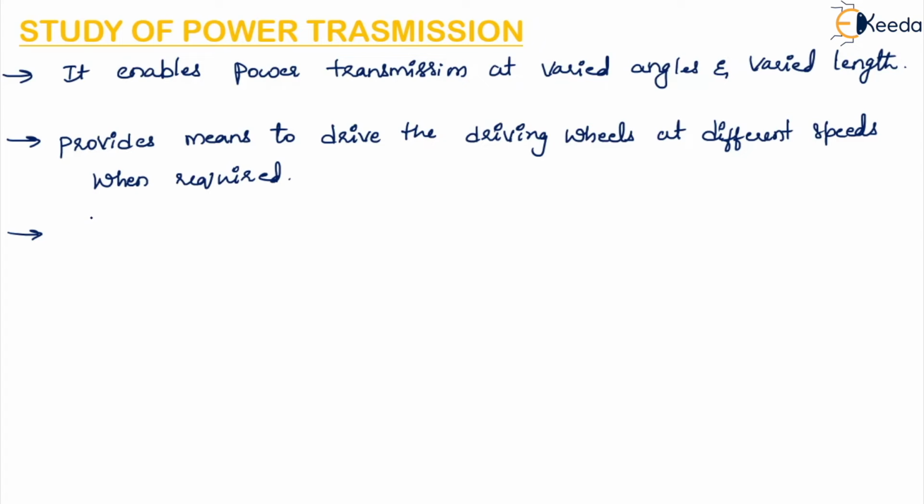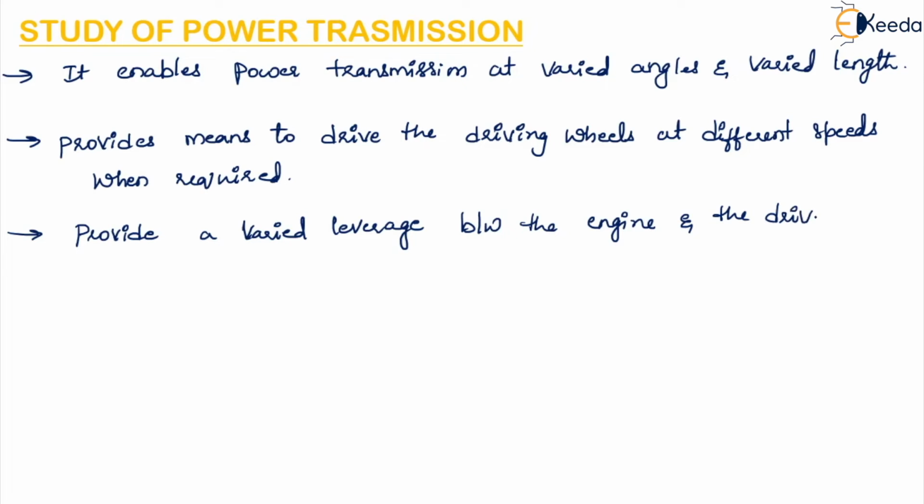Then it provides a varied leverage between the engine and the drive wheels. So we can differentiate the engine from the drive wheels, and this varied leverage is provided by the power transmission system. The transmission provides a neutral position so that the engine and the road wheels are disconnected.